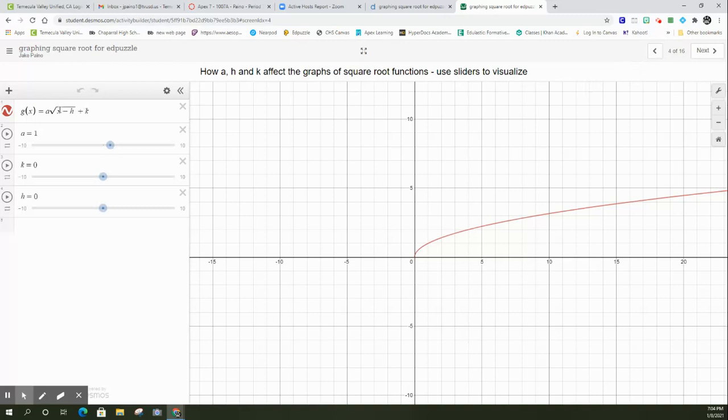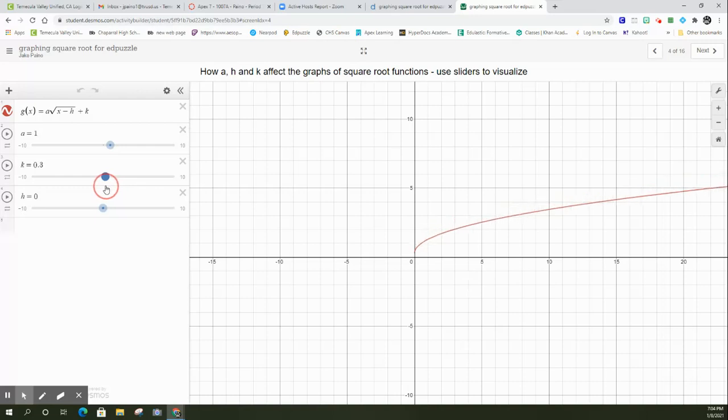All right, so a, h, and k, what do these do? Okay, so really quick, k moves the graph up and down. Notice what it's moving. Focus on that critical point. All right, when k is 0 and h is 0, the critical point is 0, 0. As soon as I make k 1, the critical point is now 0, 1.